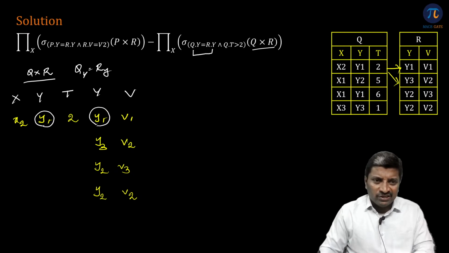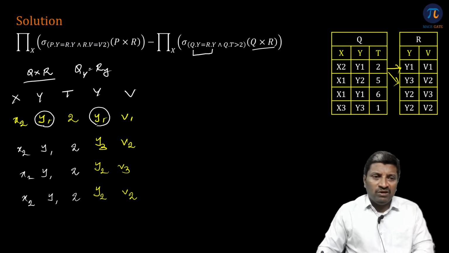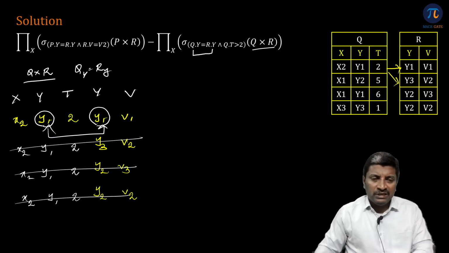I have only one thing same, sir. These are not same. Actually, here we will have X2, Y1, 2. Am I right, sir? So I have only one matching. So I will get only this record for the first one. The second condition we apply later, sir.